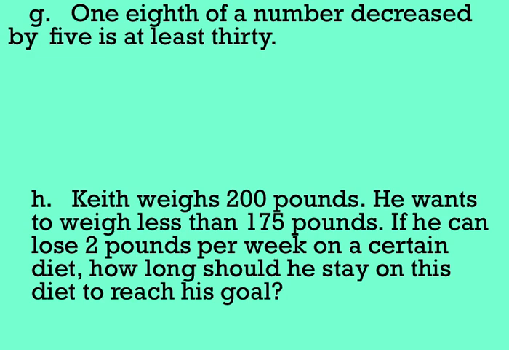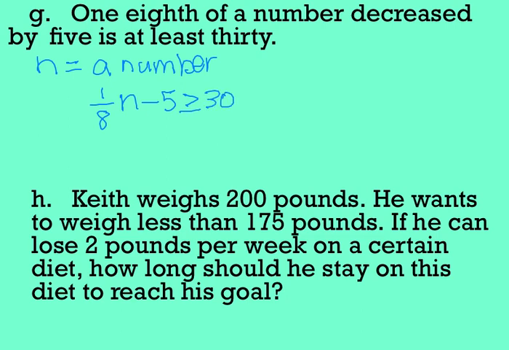So if I let n represent whatever a number is in this case, then when I have 1/8 of a number, that's going to be 1/8 times my number, so times n, decreased by 5, so decreased by means to subtract, so minus 5, is at least 30. So at least means it has to be 30 or more. So we want it to be greater than or equal to 30. So now I have this inequality that I need to solve.